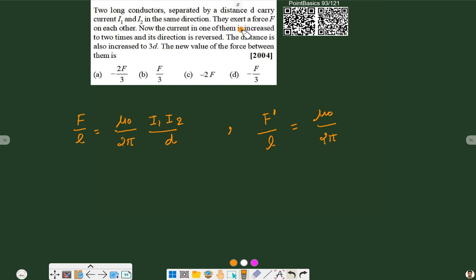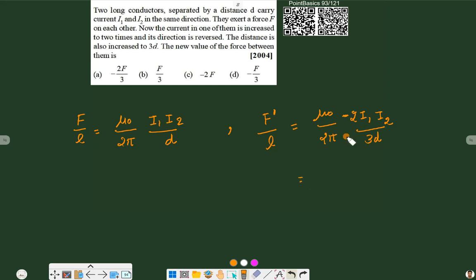Now current in one of them is increased 2 times. So suppose I1 becomes 2I1. It does not matter which one increases, as both are multiplicative. And the direction is reversed, so suppose the direction of I2 is reversed, so we have a negative sign here, as I2 becomes negative. And now the new distance is 3D.